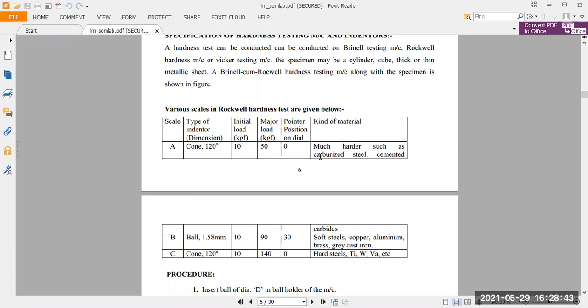For extremely hard materials such as carburized steel and cemented carbide, the diamond cone of 100 degrees with 50 kg major load and scale A is used, which we don't have in our machine. Comparatively softer materials, such as steel, copper, aluminium, brass and gray iron, are tested with a ball of 1.6 mm and a major load of around 90 or 100 kg. The diamond cone of 120 degrees is also used with a 10 kg initial load to test the hardness of hard steel, tungsten, molybdenum, etc.